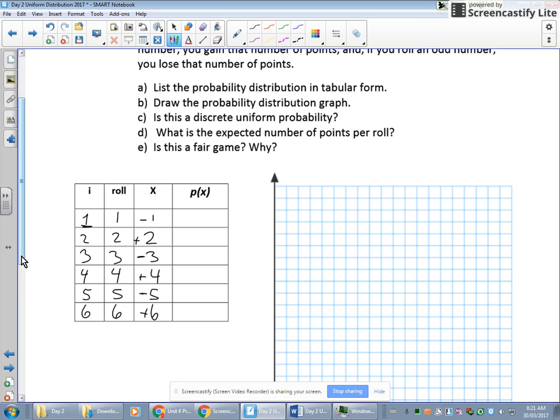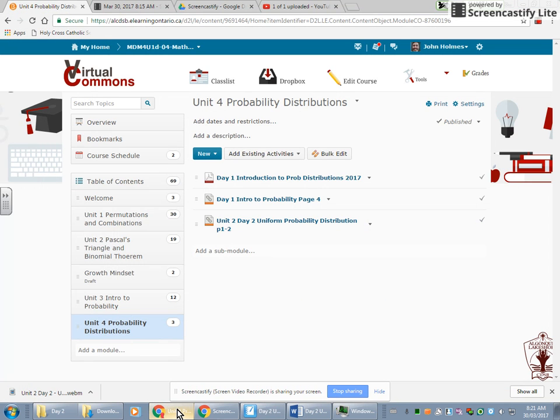Again, I'm rolling a dice, so assuming that the die is not weighted, then that would give us an equal number of outcomes, it should be a uniform probability.